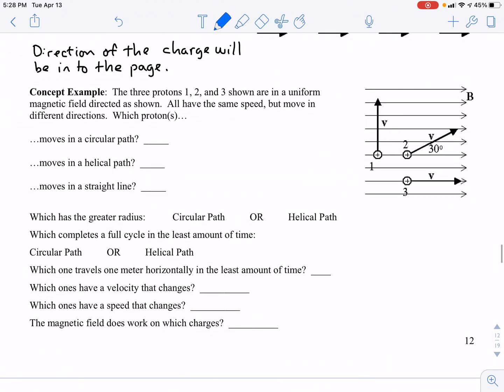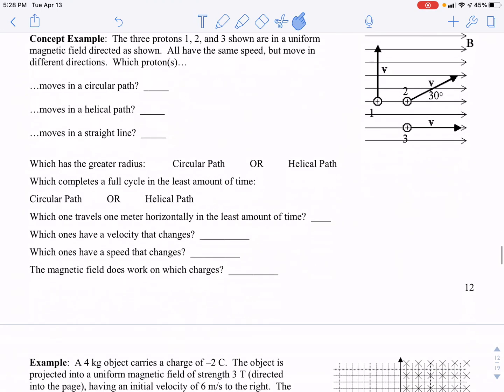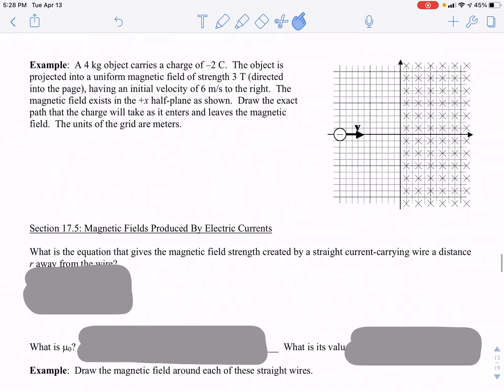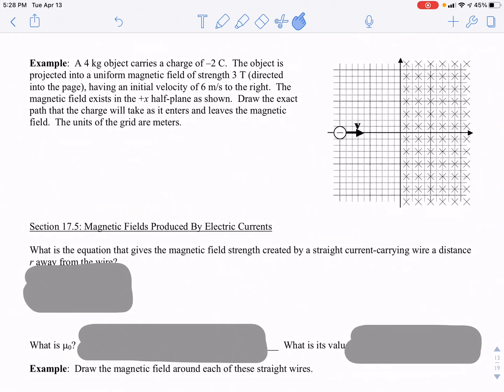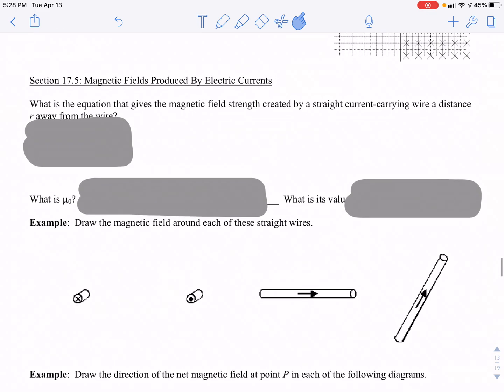We will take a look at this concept example in class on the bottom of page 12. We will take a look at the example at the top of page 13 in class as well. Section 17.5.